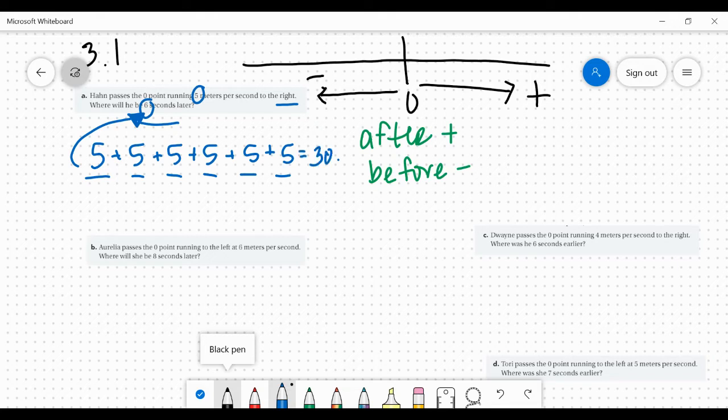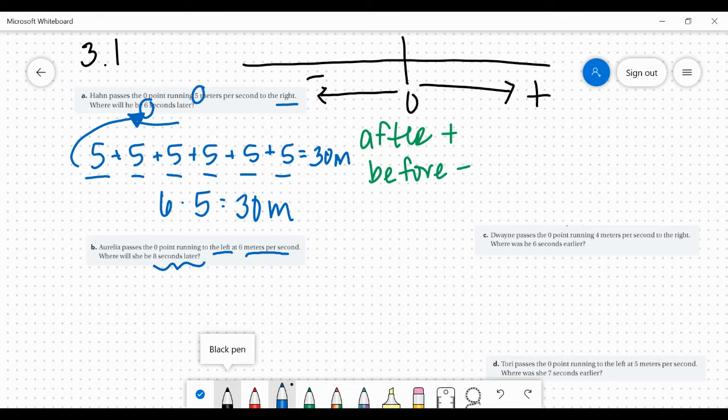And I'm going to remember my unit is meters. Now, the number sentence for this is 6 times 5 equals 30 meters. All right, so now let's go on to B. Aurelia passes the 0 point running to the left at 6 meters per second. Where will she be 8 seconds later?